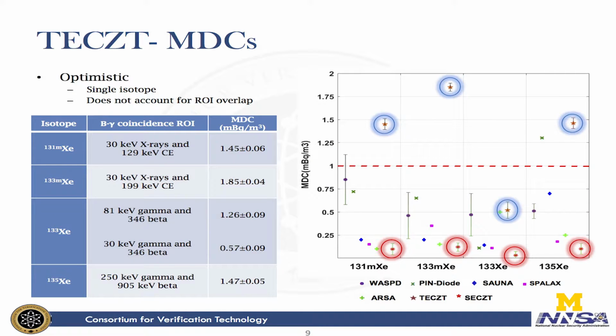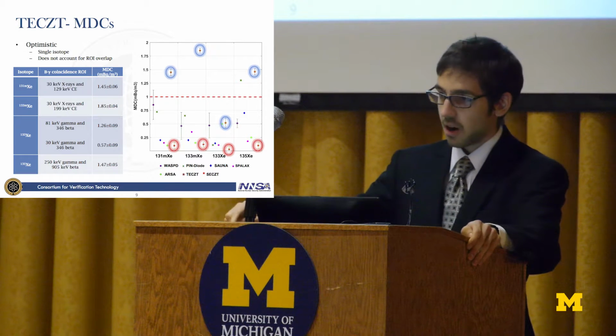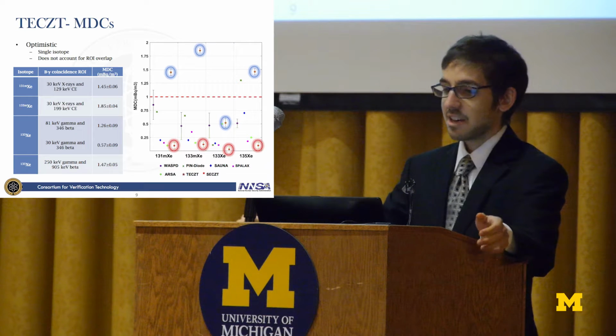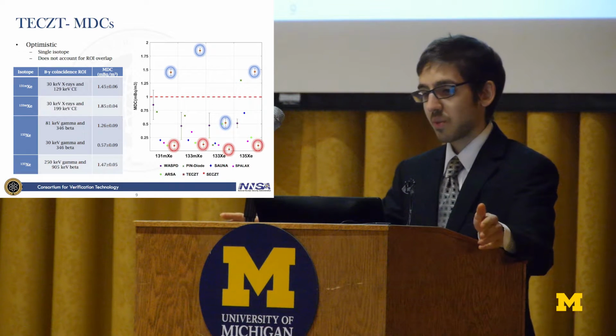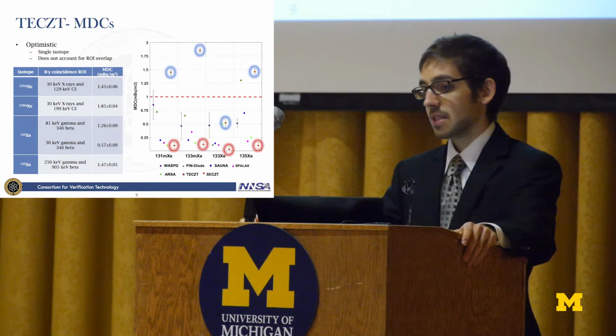Here are some MDC calculations. It's worth noting that these MDC calculations are optimistic. They're done based on single isotope injection. Each of these isotopes was injected separately, except xenon-133 and 133m, which were injected together. The MDCs calculated for our two-element CZT system are highlighted in blue here, and only for xenon-133 is it below the minimum detectable concentration required by the CTBTO.